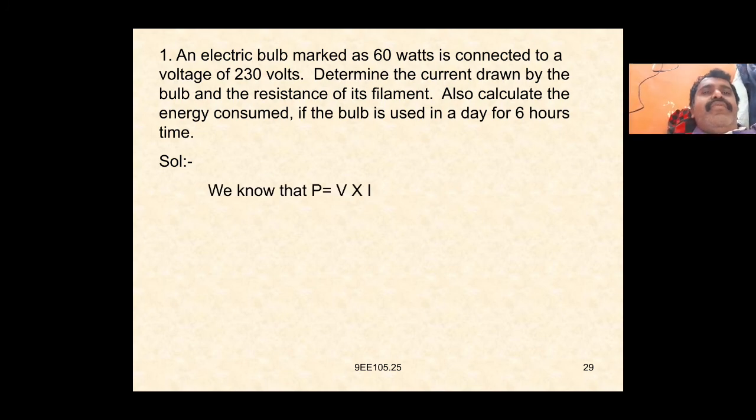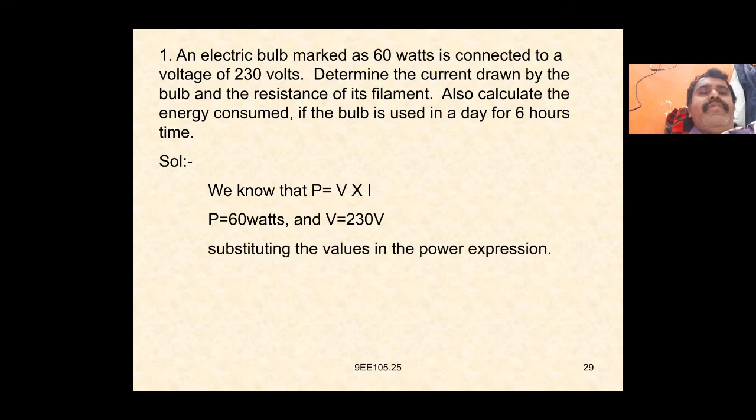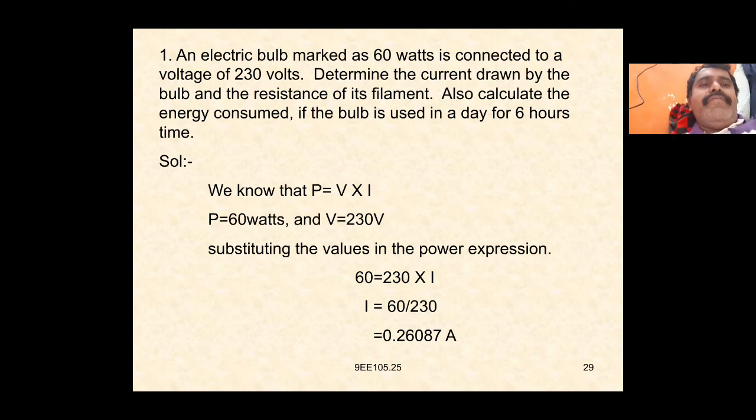So we know that P is equal to V into I. P is equal to 60 watts and V is equal to 230 volts. Substituting the values in the power expression, 60 is equal to 230 into I. So I is equal to 60 by 230, which is equal to 0.26087 ampere. Power can be defined as the product of voltage and current. Substituting the values again, we get I is equal to 0.26087 amperes.